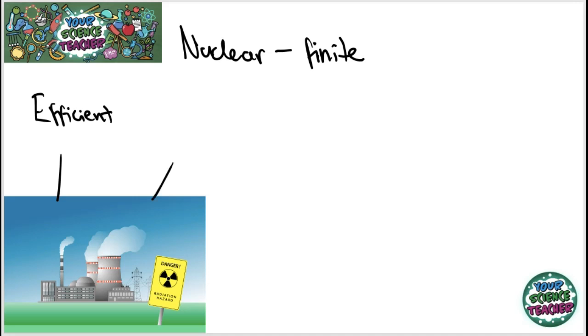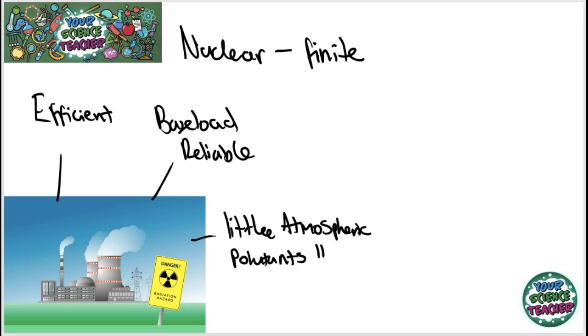As well as being efficient, this could be used as a base load as it's incredibly reliable. This basically means that if I want to make more electricity, all I do is turn up my reactor and I have more fission taking place. And in running these reactors and carrying out this nuclear fission, I'm not putting many atmospheric pollutants into the atmosphere. So what I'll do is put a smiley face and ticks in the boxes next to all of the ones that so far have been really good for nuclear, but unfortunately it's not all smooth sailing.